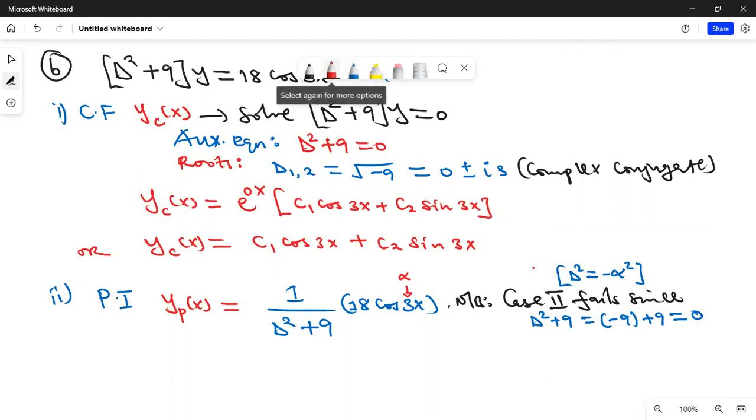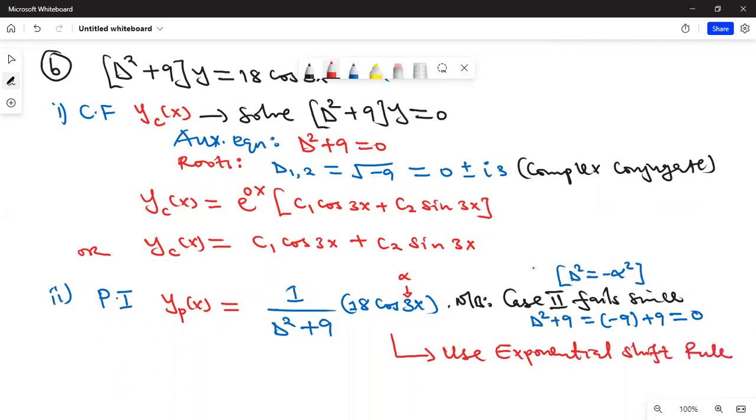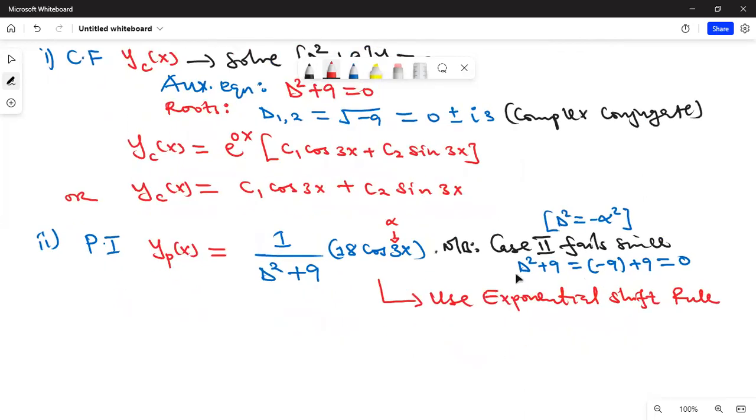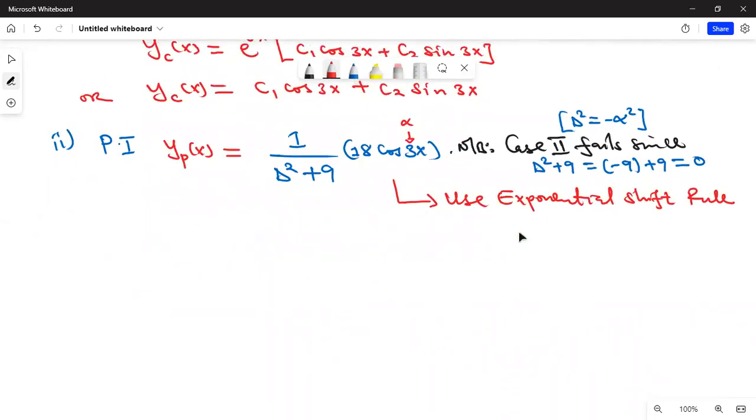So in such a case, if it fails, you use the exponential shift rule. Now, what do we do? You see, you only shift an exponential function, but here we don't have an exponential function. So first of all, I need to introduce the exponential function. How else can you write cosine of 3x in terms of exponential function?